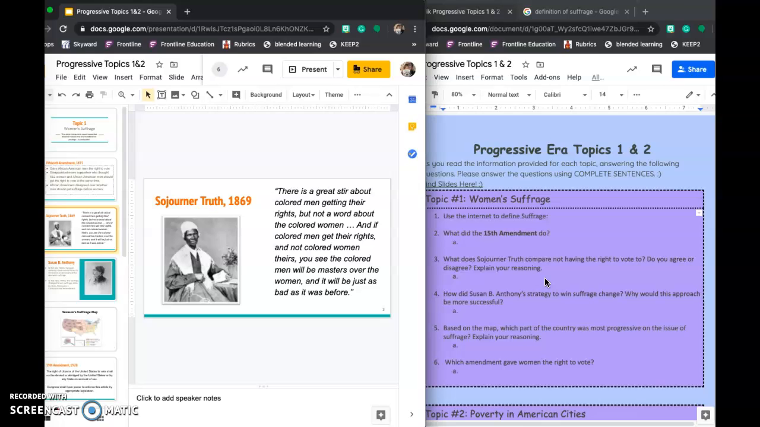Did you say probably the same as it was? Everything stays the same. Men are then higher than women. Men have more rights than women. Hopefully something similar to that. And then you need to explain why you think that based on what she has said.